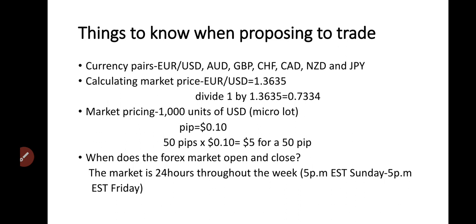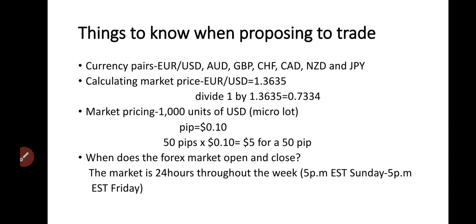And the profit you made on the above theoretical trade depends on how much of the currency you purchased. So if you bought 1000 units in USD, which is micro lots, each pip is worth $0.10. So you will calculate your profit as 50 pips multiplied by $0.10, which equals $5 for a 50 pip move. You can see now. That is that.